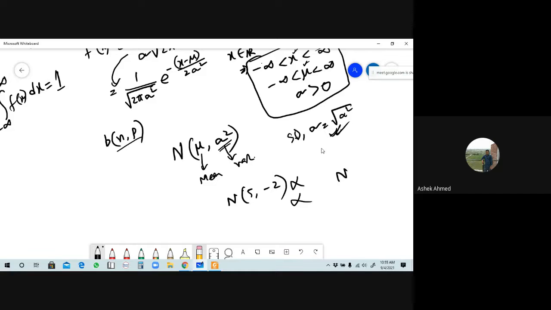But now tell me, is this possible? Yes, sir. This is possible because mu is any real number. The first letter represents the mean mu, and the second number represents the value of sigma square. Understand? Okay.